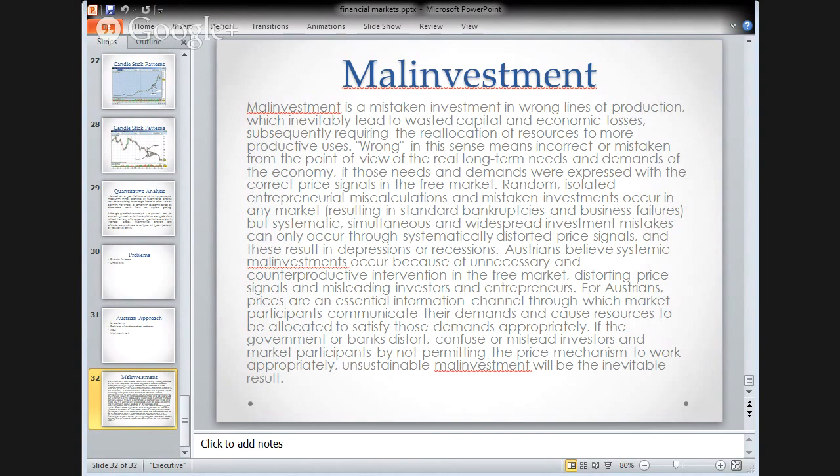So there is a difference in the way the Austrians are going to speculate and the way the mainstream is going to speculate. So that's basically the difference between the mainstream and the Austrian approach towards investment. And these are the basics of the financial markets and how they work.